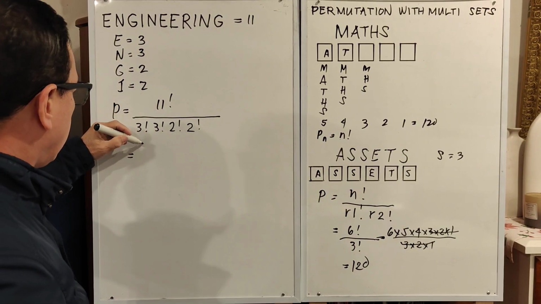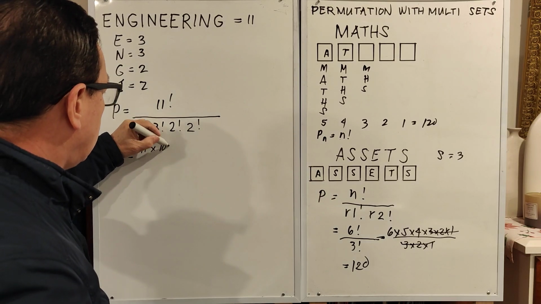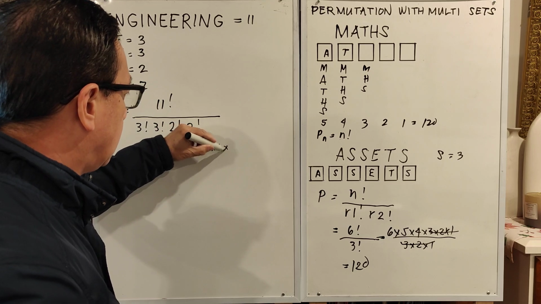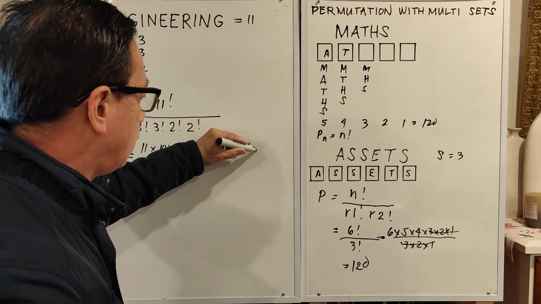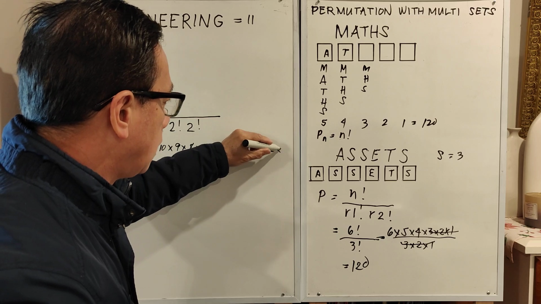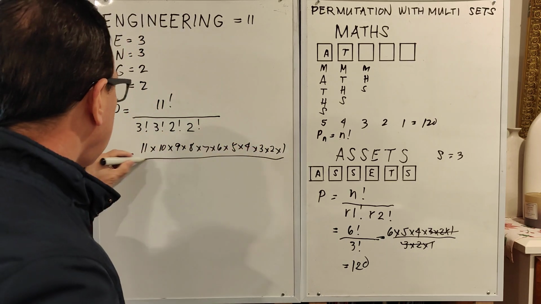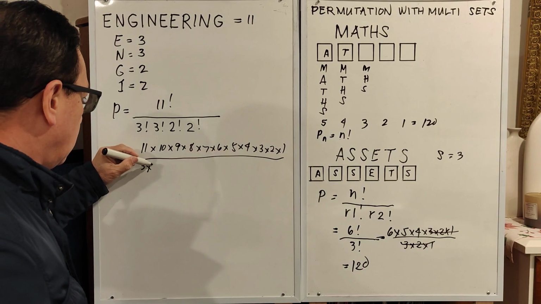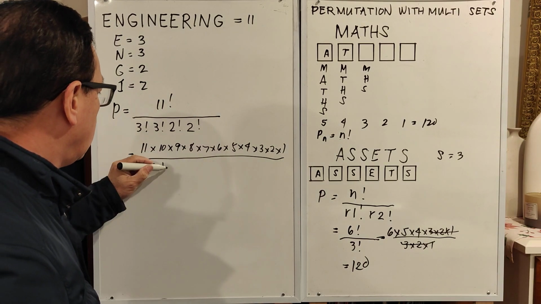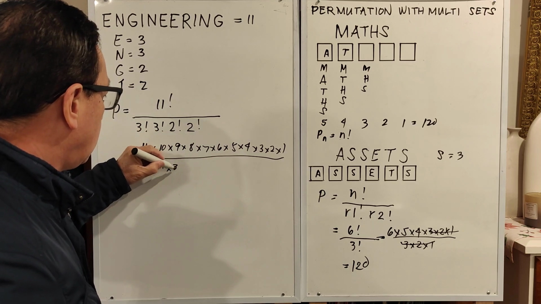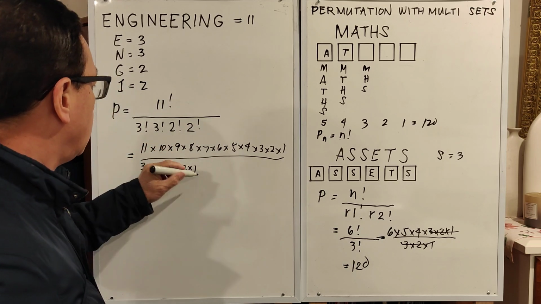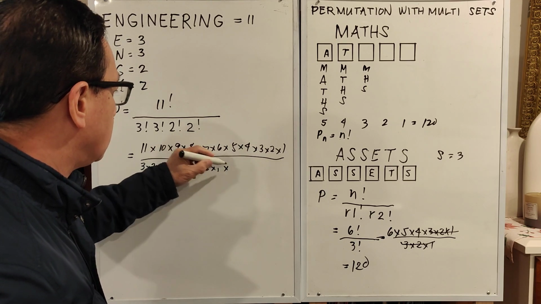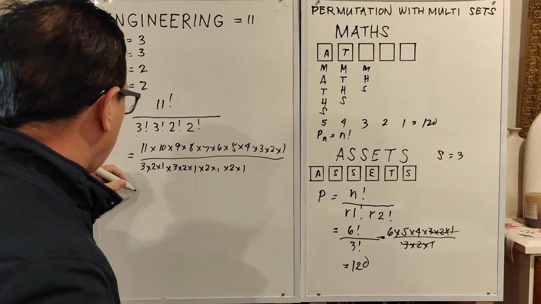Now we substitute. This will be 11 times 10 times 9 times 8 times 7 times 6 times 5 times 4 times 3 times 2 times 1 divided by: this one is 3 times 2 times 1, times this one, 3 times 2 times 1. This one is 2 times 1. This is 2 times 1.